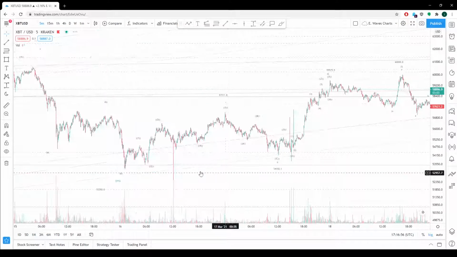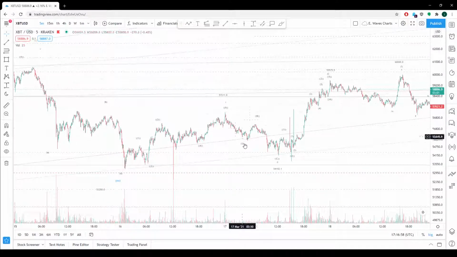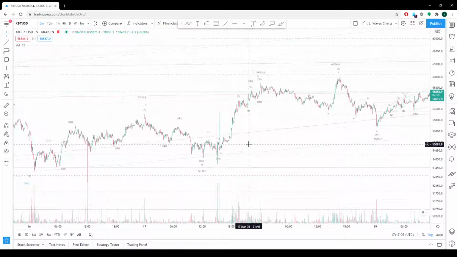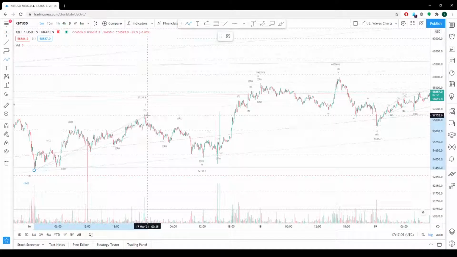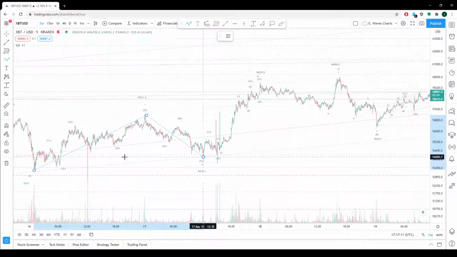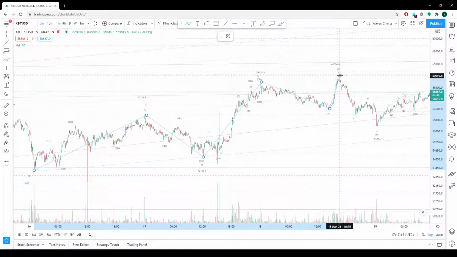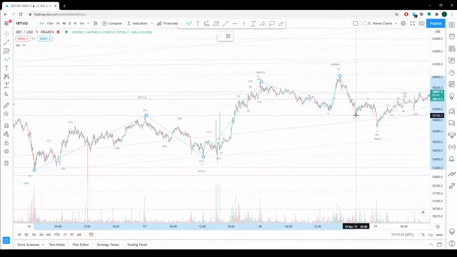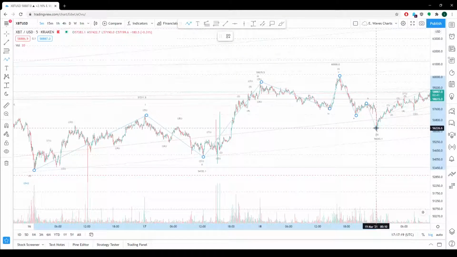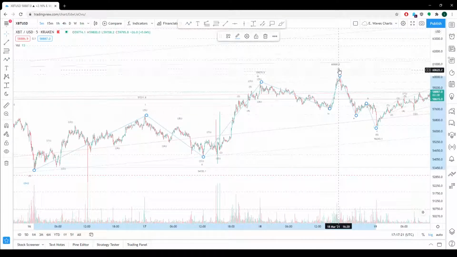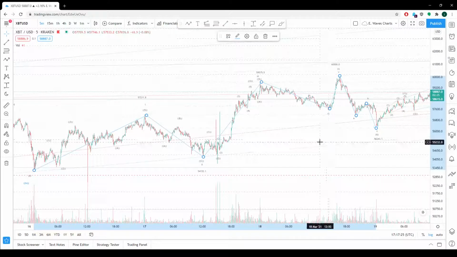So we already counted this 1, 2, 3, 4, 5, A, B, C. So this is a wave 1 and a wave 2 of a sub-minimum degree. So we have 1, 2, 1, 2, 1, 2, 3, 4, 5, A, B, C. So that's a wave 1 and a wave 2 of a minimum degree.